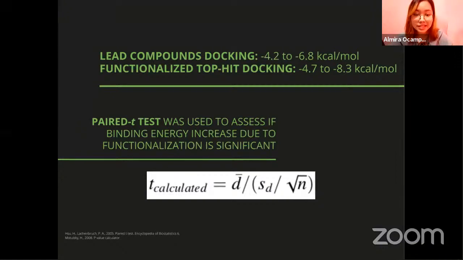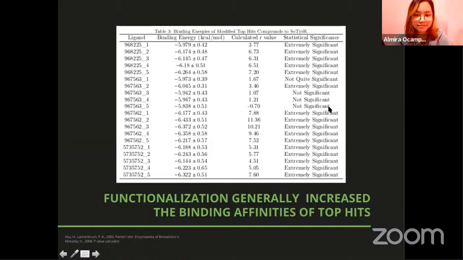So this is a statistical procedure to determine if this difference in binding affinities is significant and to what degree. Okay, so next slide, please. So interestingly, results of the paired t-test showed that the increase of the binding affinities due to functionalization are generally significant.